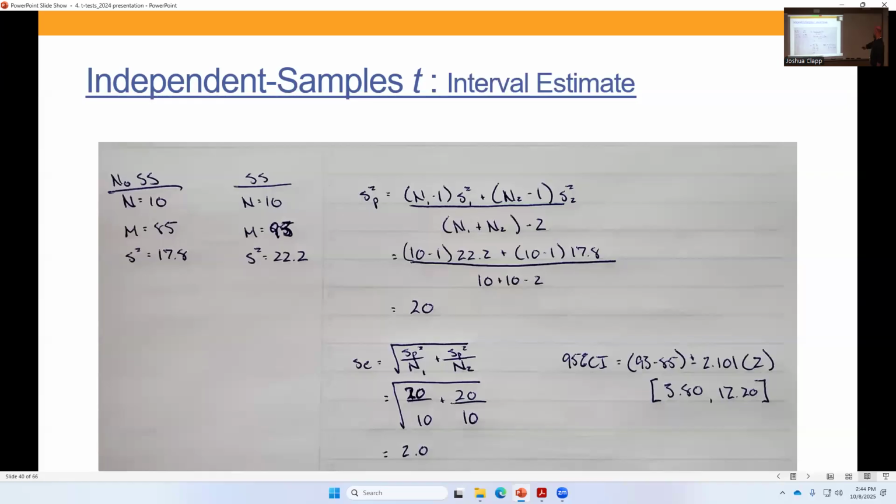Charlotte, give me an interpretation of this interval estimate here. Based on the data, it's plausible that the point estimate, or the actual difference between the two groups, falls between 3.8 and 12.2.